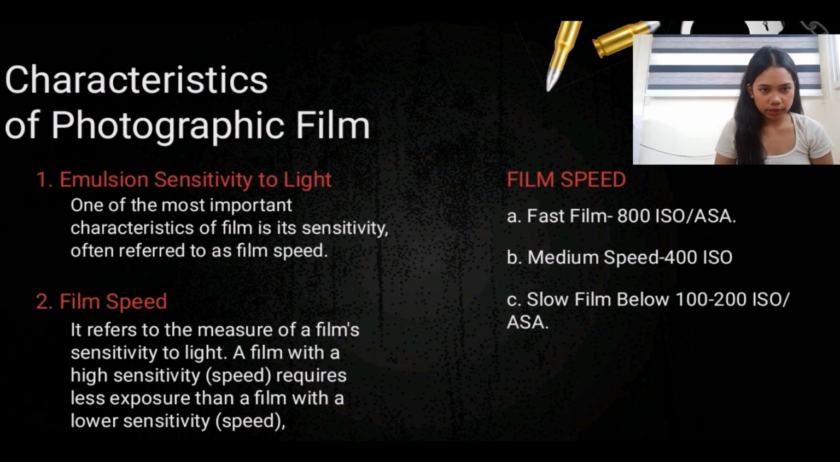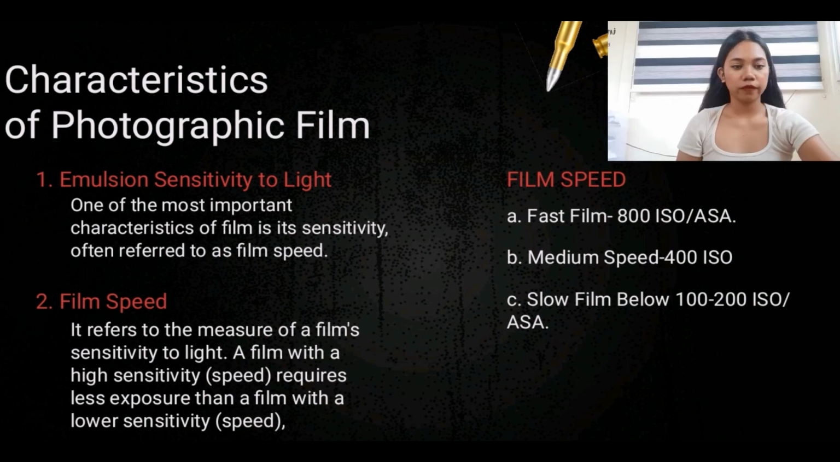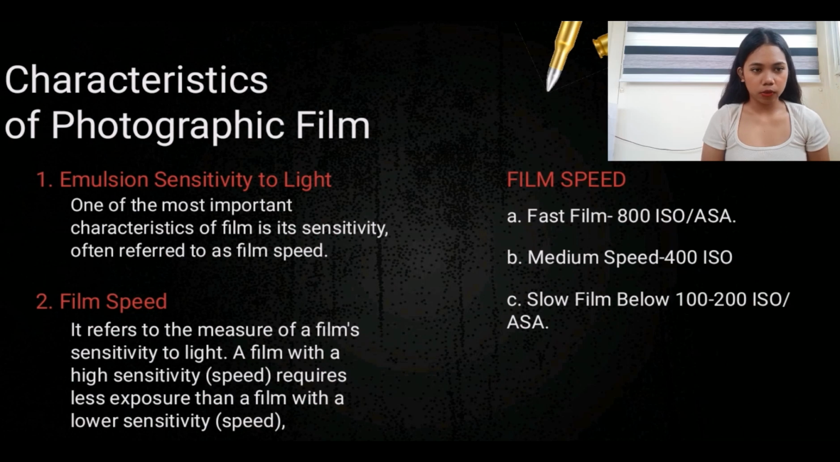First is emulsion sensitivity to light. One of the most important characteristics of film is its sensitivity, often referred to as film speed. Second is film speed. It refers to the measure of a film's sensitivity to light. A film with a high sensitivity speed requires less exposure than a film with a lower sensitivity speed. Film speed or ISO is important in film photography, as each film speed is used in different scenarios and lighting conditions.